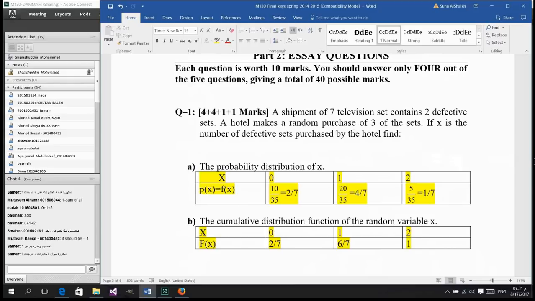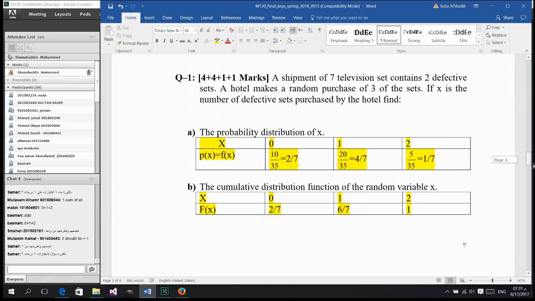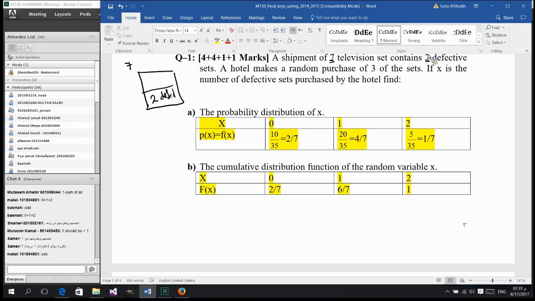So here we have question 1, shipment of 7 televisions. We have a similar example in the slide, by the way, but now they are changing the numbers. A shipment of 7 televisions contains 2 defective. I have 7. Do you remember when we solved something like this? 2 of them are defective, which means 5 non-defective.